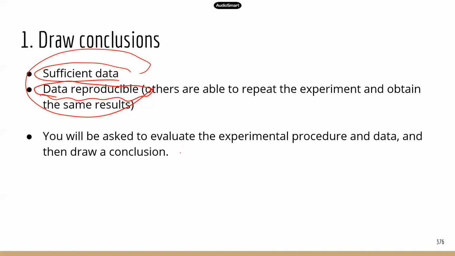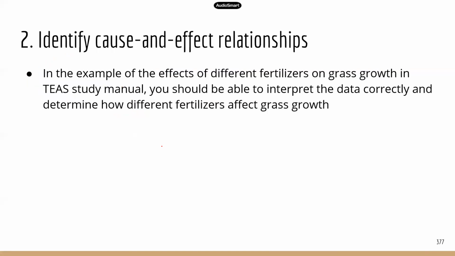You will be asked to evaluate the experimental procedure and data, and then draw a conclusion. Again, later I'll show you an example. I made up some data, and you can look at the data and see what kind of conclusion you can draw based on what's provided to you. Second, identify cause and effect relationship.